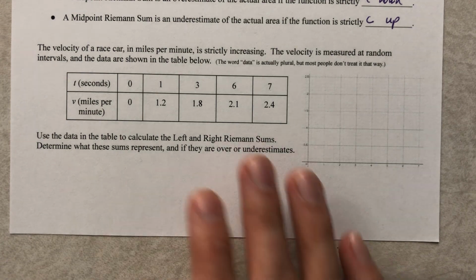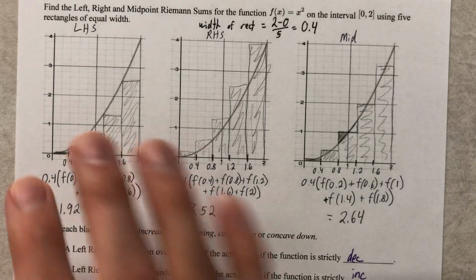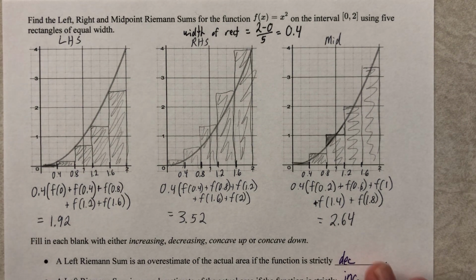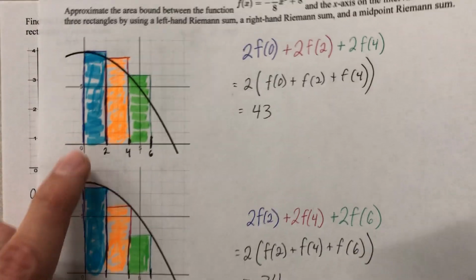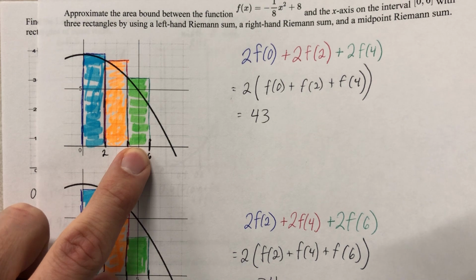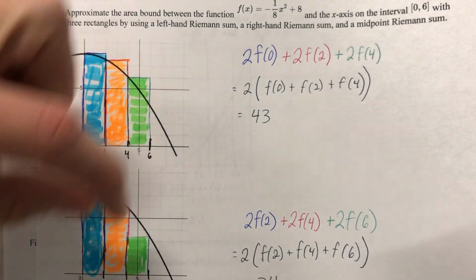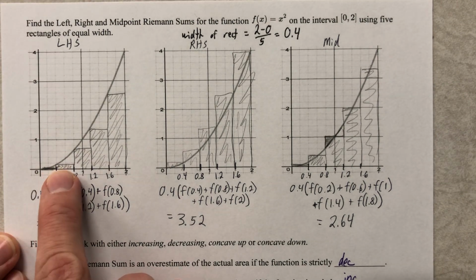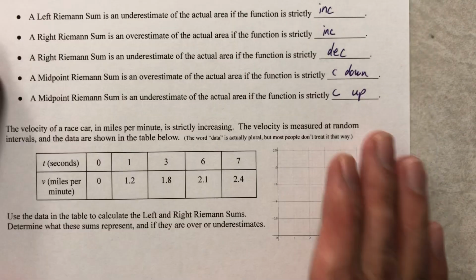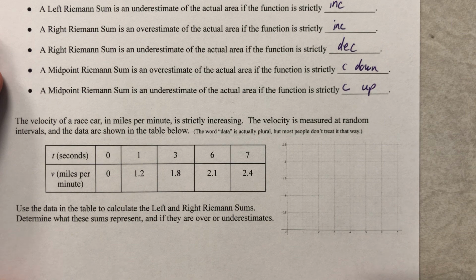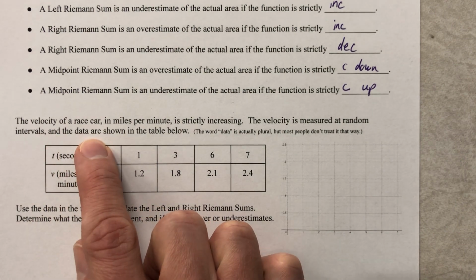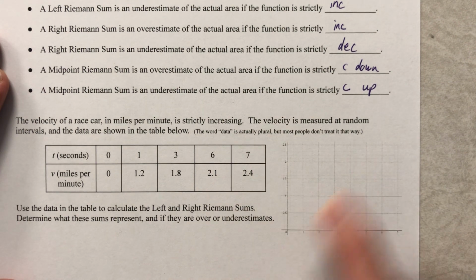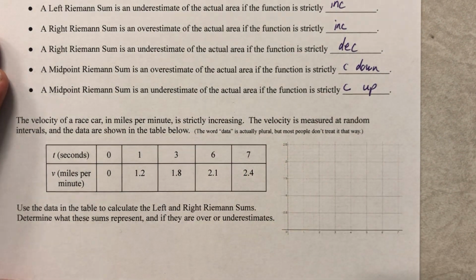Up until this point, every problem we have done, the two we have done, there's page one. Not random intervals, this was intervals of 2, 2, 2, 2, 2, 2. Uniform intervals is what we've had so far, or 0.4, 0.4, all the way across. These are random intervals. And the data are shown, data is plural, in the table below. Oh, I said it here, didn't realize that. The word data is actually plural, most people don't treat it that way, good to know.